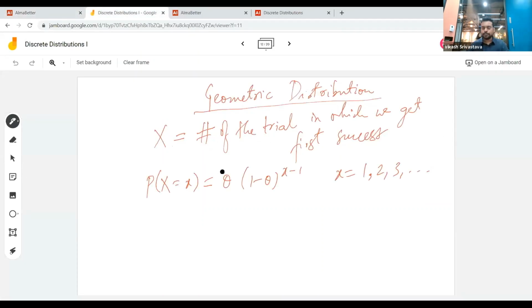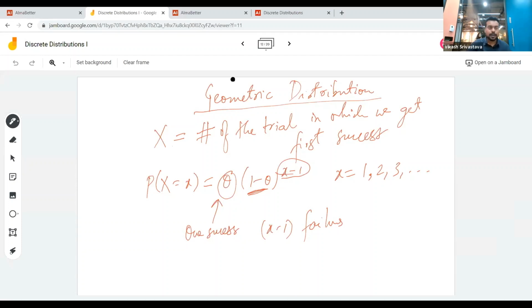I guess you should be able to see why this distribution looks like this. We need only one success, and we need x minus 1 failures. The probability of failure is 1 minus theta, so this will be multiplied x minus 1 times, which is why we have the power x minus 1 here. After x minus 1 failures, the probability of getting one success is just theta. So this is the probability distribution function for a geometric distribution.